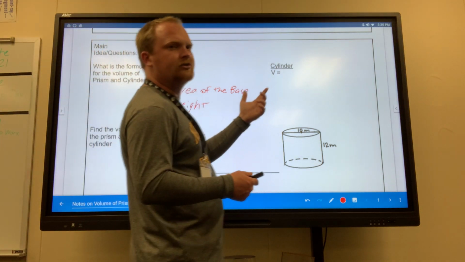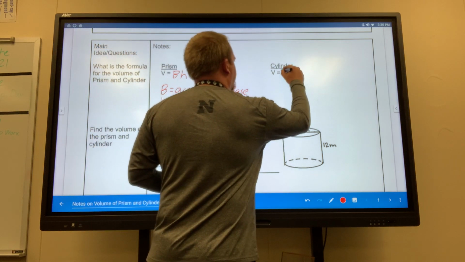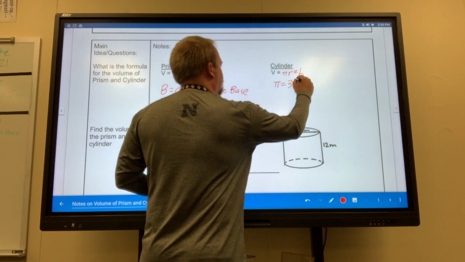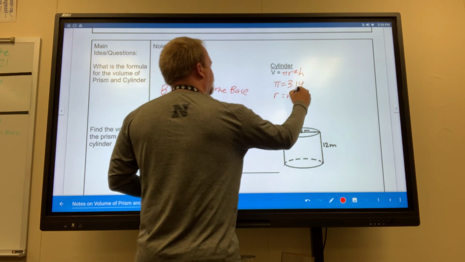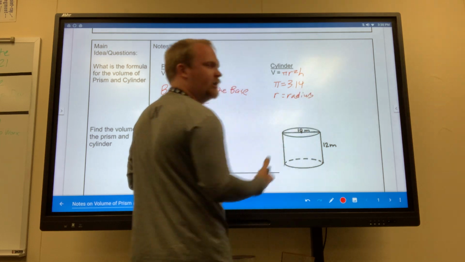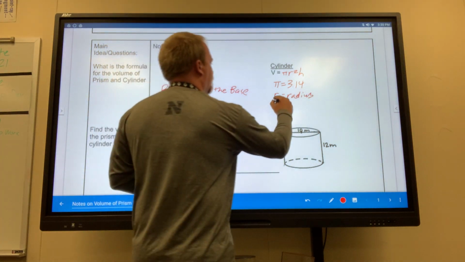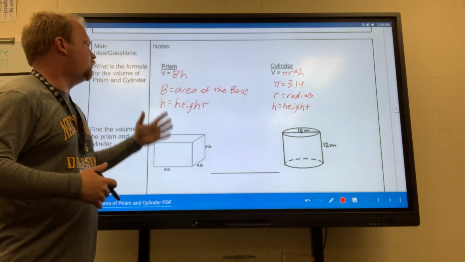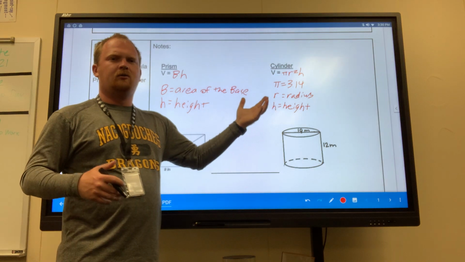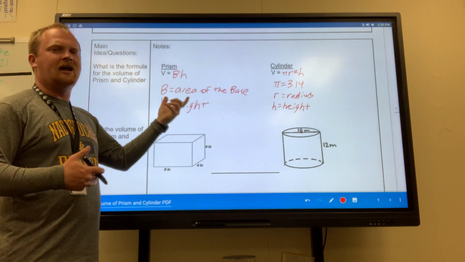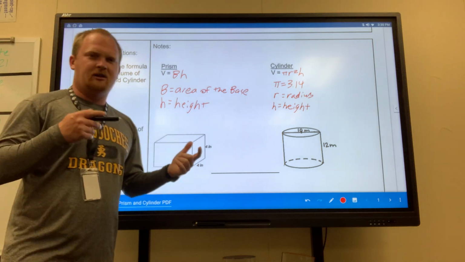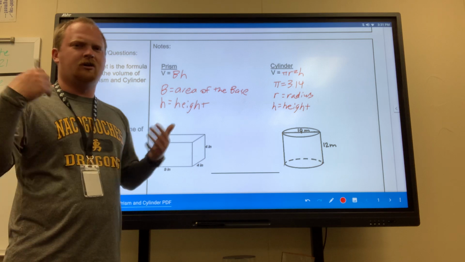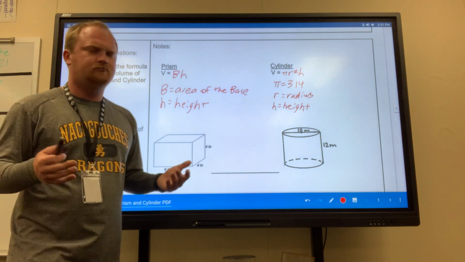Now, for a cylinder's case, it's basically pi r squared times h. Again, we know pi to be 3.14. R is the radius of the cylinder itself, and h is, of course, the height. So as long as we know what these are, we're going to be in good shape. The trickier part will be the area of the base, because it could be the area of a rectangle, a square, or a triangle, pentagon, hexagon, whatever the case may be.